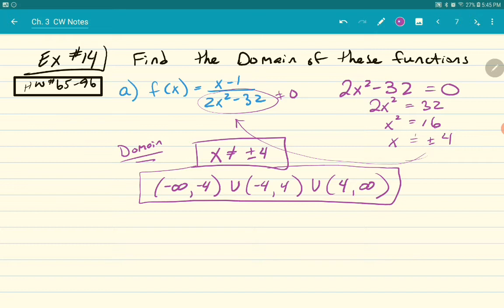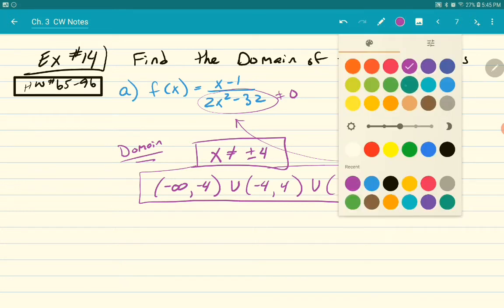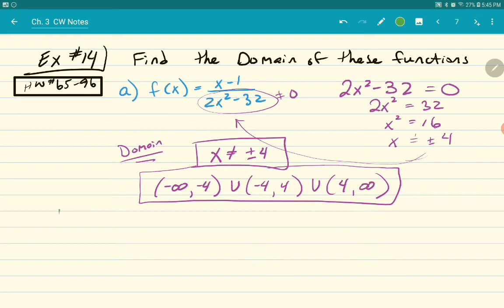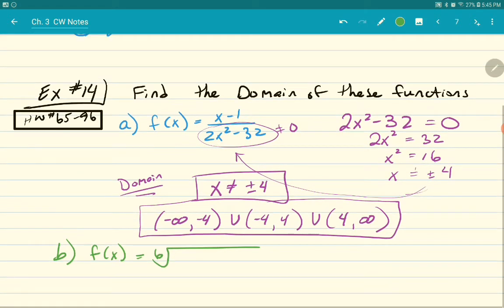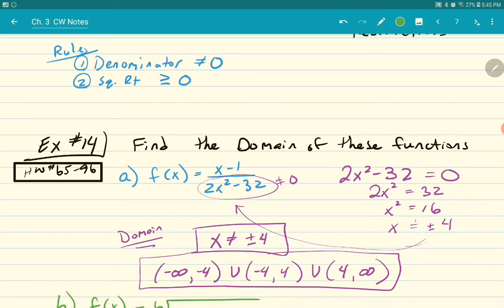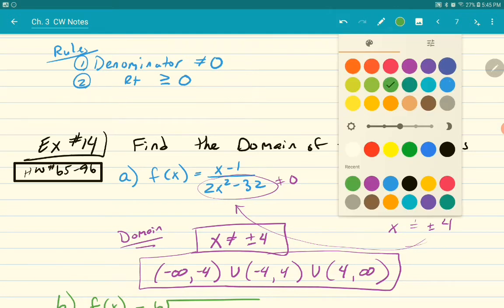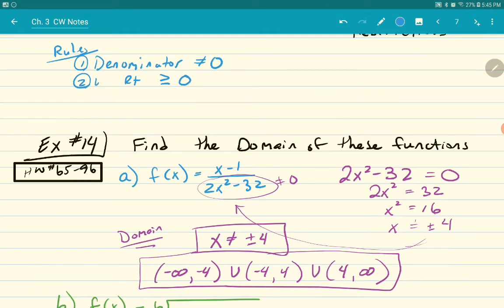Okay, let's try another one. Let's do B. For B, let's let our function be the 6th root. Oh, you know what, I need to specify here. My rule should say even root, not square root, because as long as it's even, squared, 4th root, 6th root, 8th root, 16th root, not odd, because a cubed root of x can still be positive or negative, but a square root cannot.